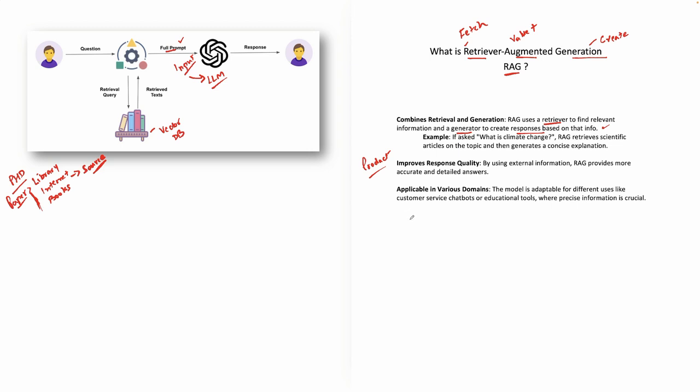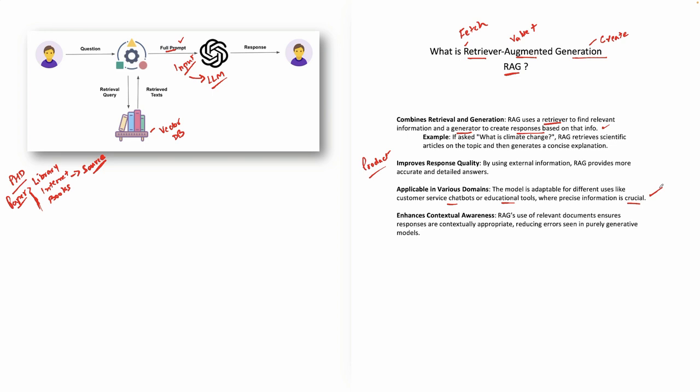So it can be applicable in various domains. It is adaptable to different use cases like customer service chatbots and educational tools, where precise information is crucial. So obviously, where you need specific information, probably you can't rely on the data which is sitting inside ChatGPT or OpenAI. You are saying, no, I want to rely on my company's internal data source, right? So this is where you will use it.